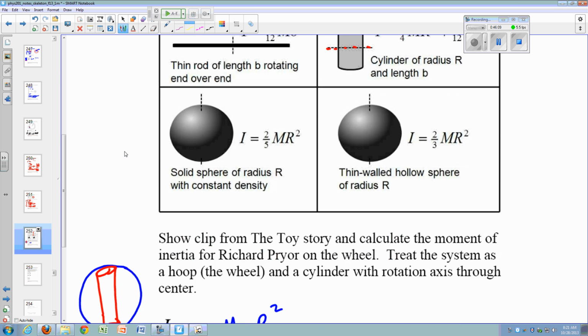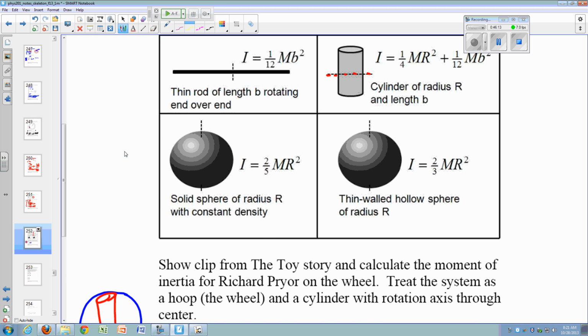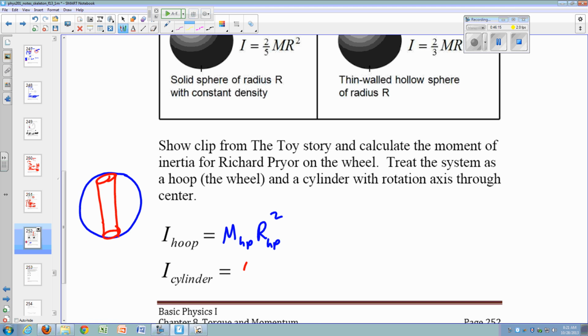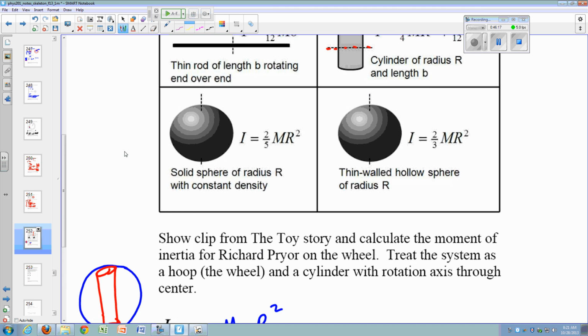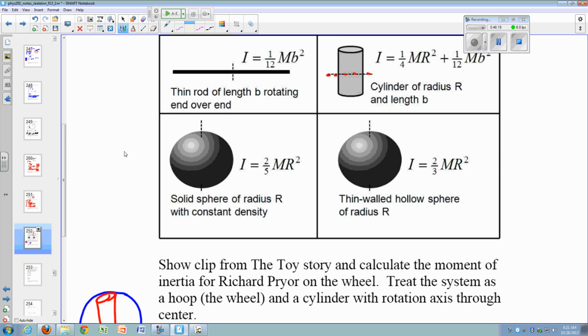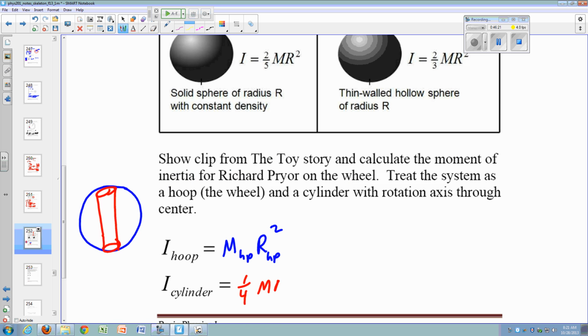All right, so we can find the moment of inertia of a cylinder as a quarter mr squared plus 1/12 mb squared.